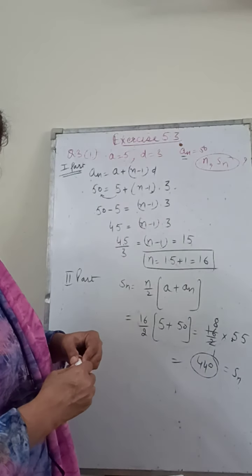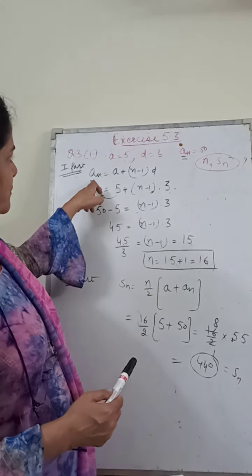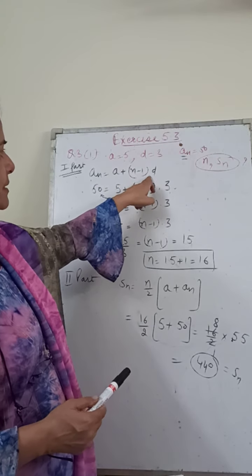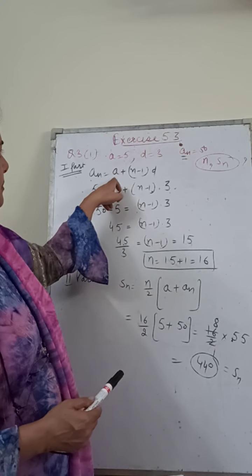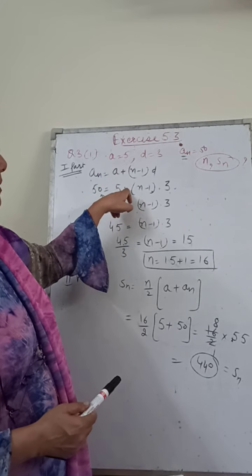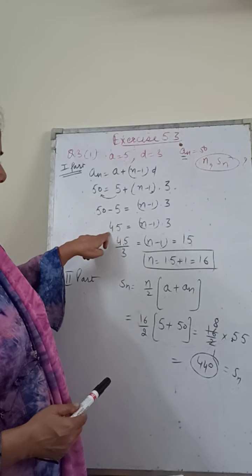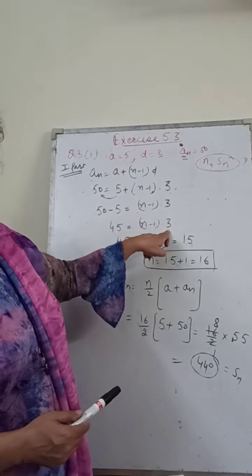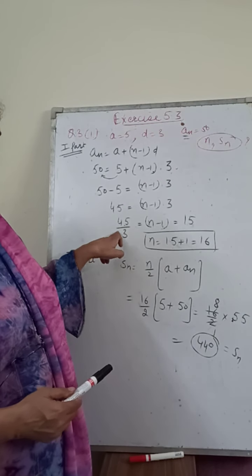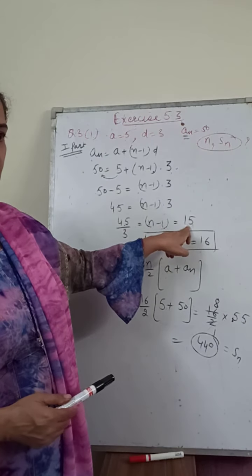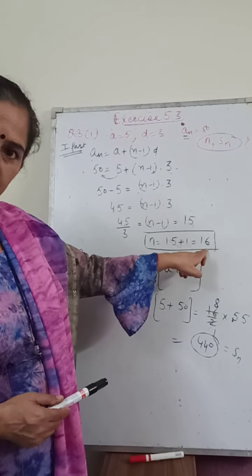I hope this is clear to you, children. This is very easy. First we will use the formula An is equal to A plus n minus 1 into D. An is 50 is equal to A is 5 plus n minus 1, D is 3. 5 goes to that side. 45 is equal to n minus 1 into 3. 3 will come down. 45 upon 3, 15. N minus 1 is equal to 15. So n is equal to 15 plus 1, that is 16.